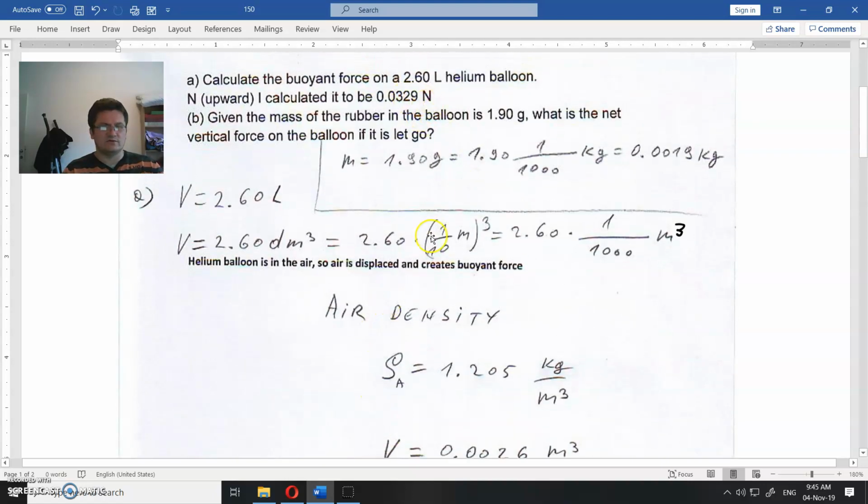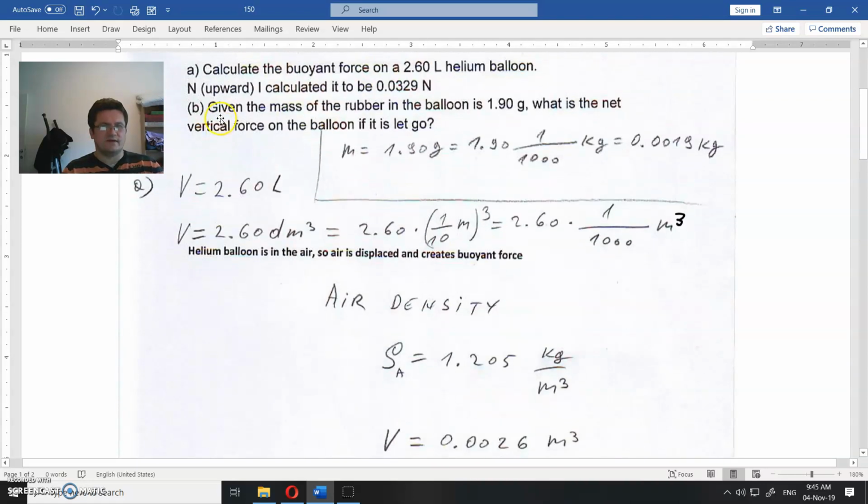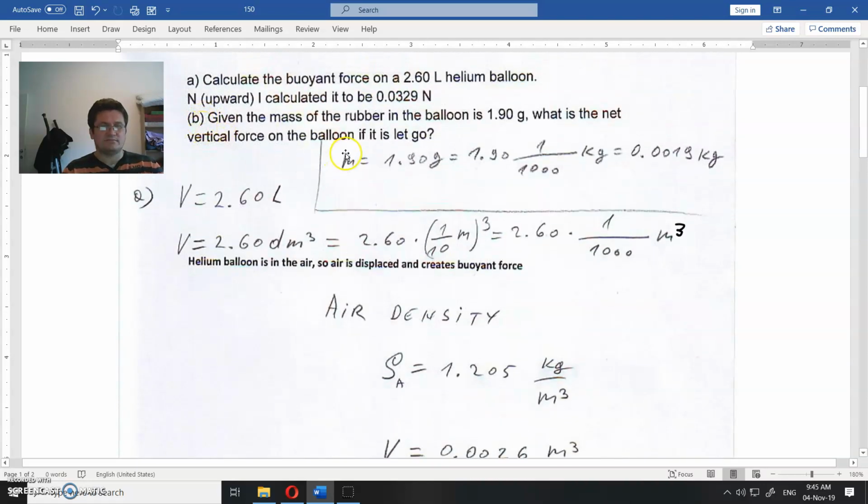So the student was close, but not close enough. So there is that. And then it is under B. To find the net force, you do that yourself.